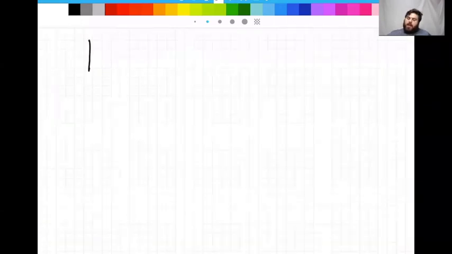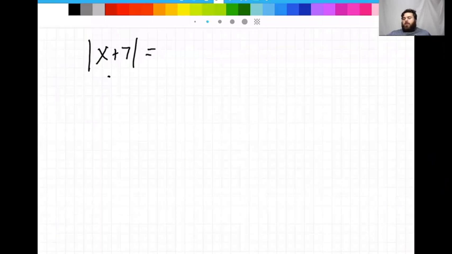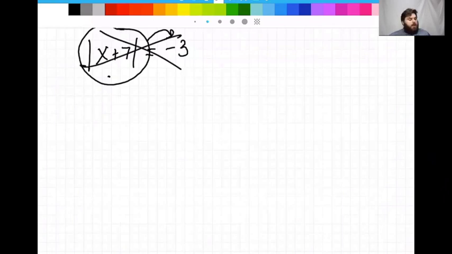Oh, one last thing. If you have something where you get the absolute value of x plus 7 equals negative 3, this will never work. There's no solution here. Because how can you take the absolute value and get a negative? You can't. So just remember there would be no solution to something like that.